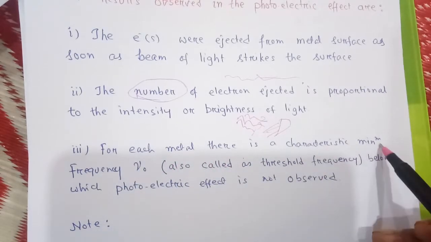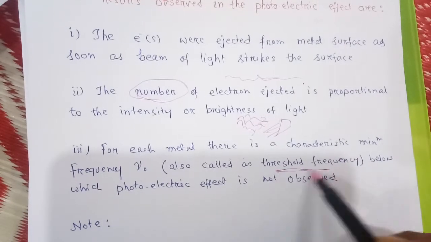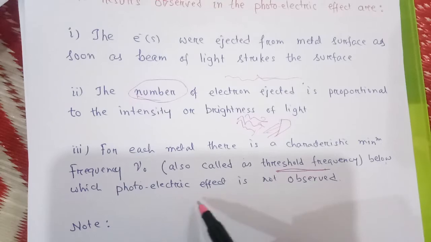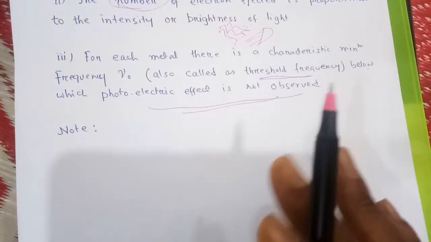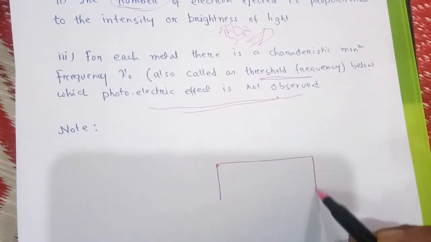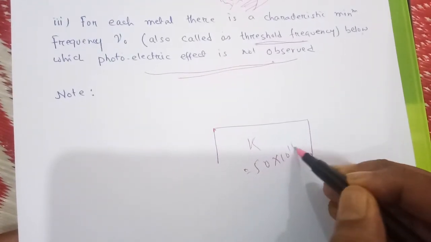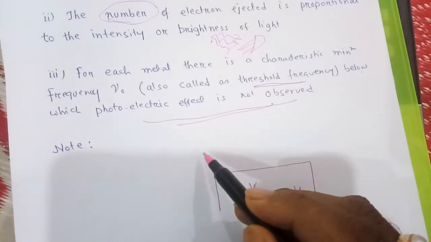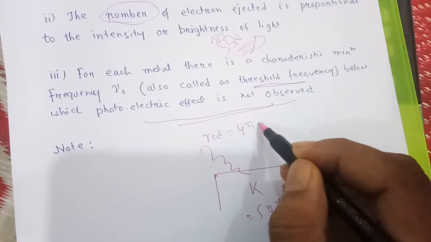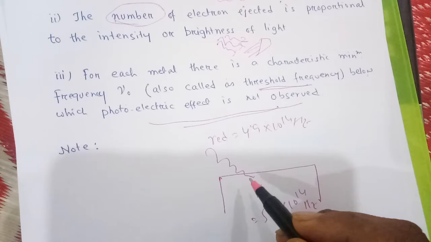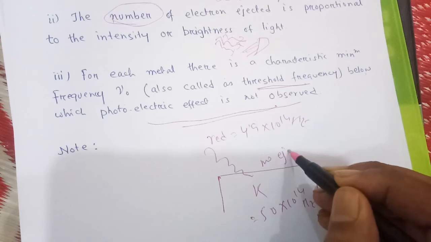For each metal there is a characteristic minimum frequency nu naught, which is called the threshold frequency. The threshold frequency is the characteristic minimum frequency below which the photoelectric effect is not observed. For example, students, potassium has a characteristic minimum frequency of 5.0 into 10 to the power 14 Hertz. Now, if I strike with red light, which has frequency 4.9 into 10 to the power 14 Hertz, there will be no ejection.